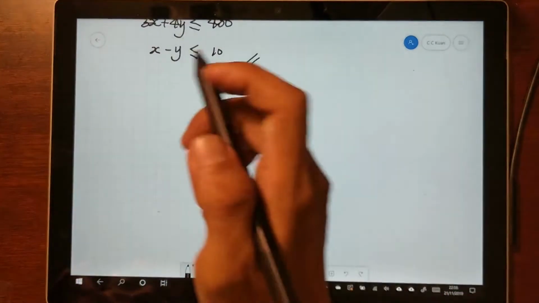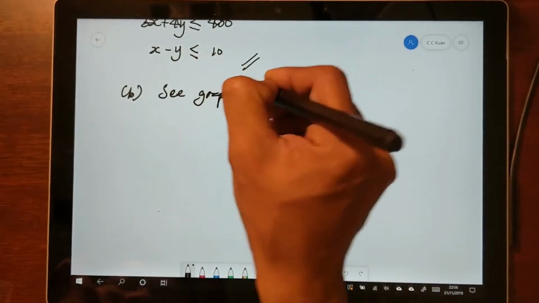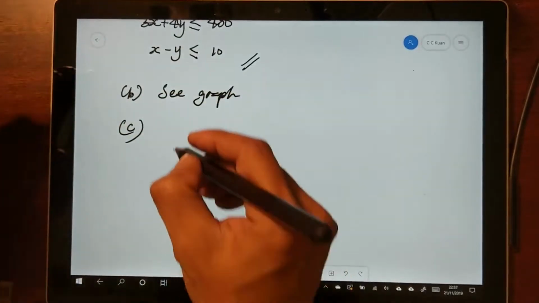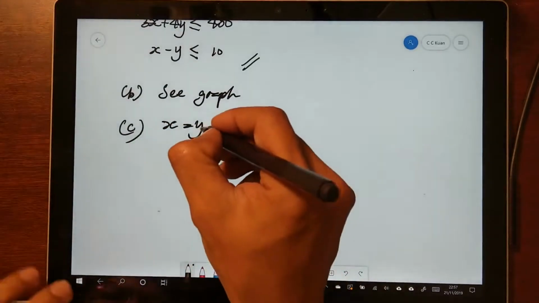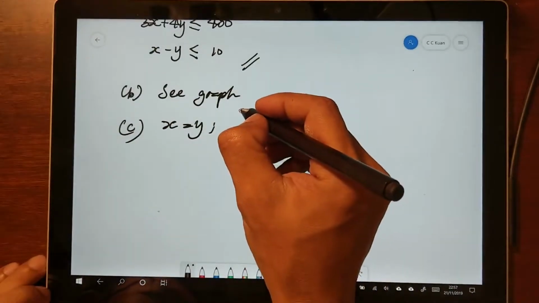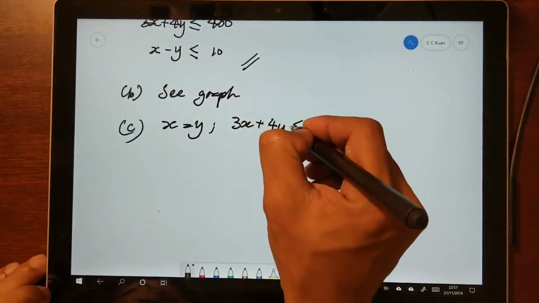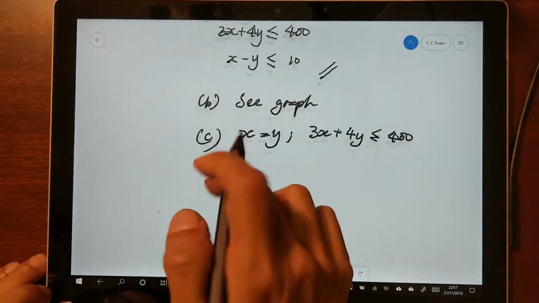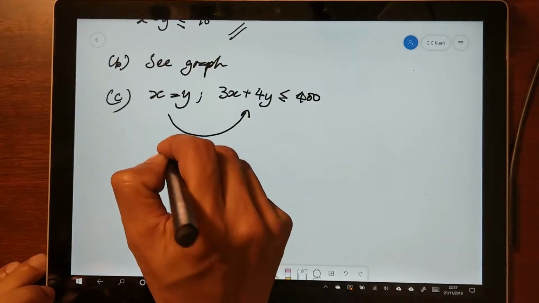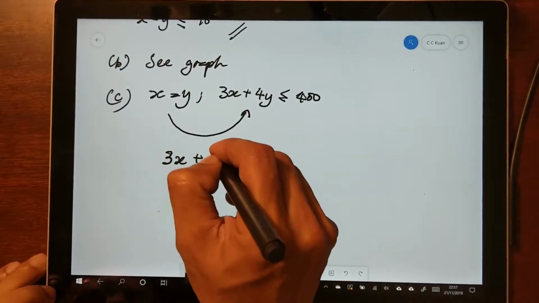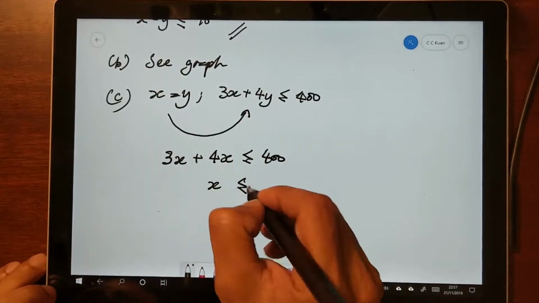we can simply go, well, B, C, the sketch, the graph, and now C. Let's equate x equals y, which was a constraint, and the allocation constraint, which is the budget, is 3x plus 4y less than or equal to 400. So let's substitute this into this, and that gives you 3x plus 4x less than or equal to 400. Okay, so that's pretty straightforward, just work that out.